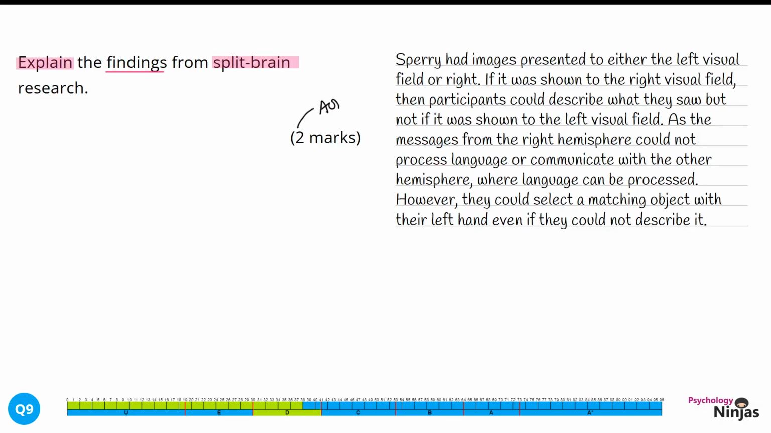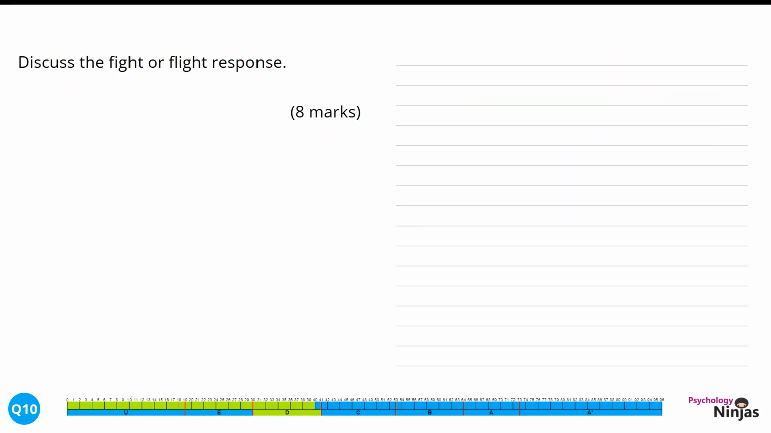The first part of our response is a bit of procedure, but we kind of need that in order to frame the discussion here. We've clearly given 2 separate findings, talking about what they found in terms of the right visual field, and whether the participants could describe it or not. And we've explained why that finding has occurred because of our knowledge of hemispheres of the brain. We've then given a second finding about matching the object if it was presented, even if they couldn't describe it.